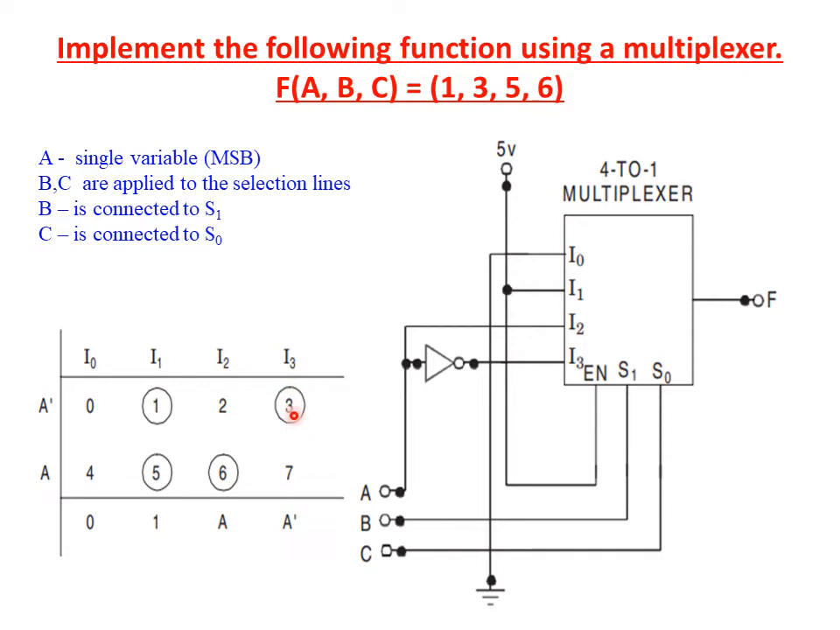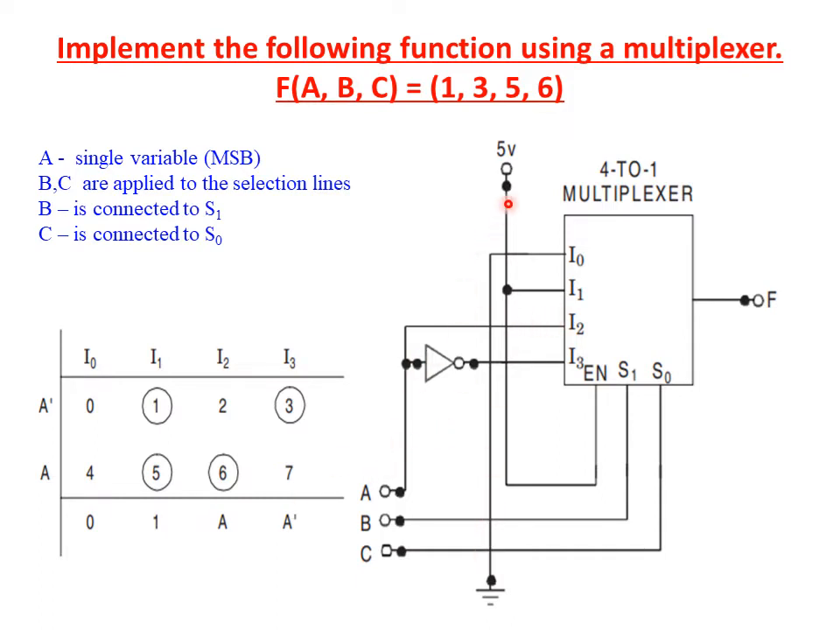So now we are comparing 3 and 7. The output is A bar. 2 and 6, the output is A. Here both the combinations are grouped, so A plus A bar is equal to 1. Now here nothing is grouped, so the output is 0. So the input for I0 is 0, I1 is 1, I2 is A, and I3 is A bar.